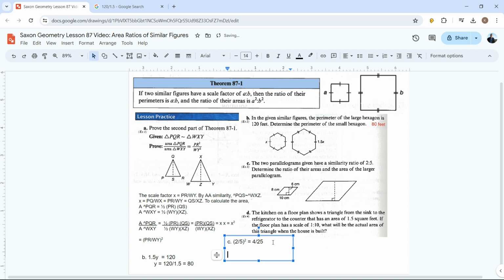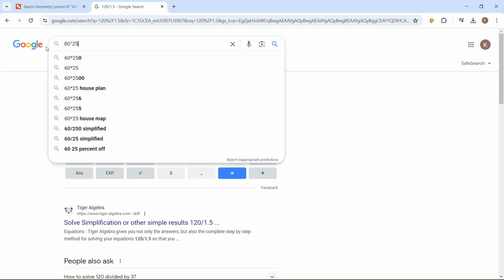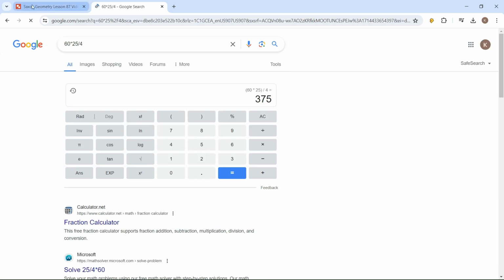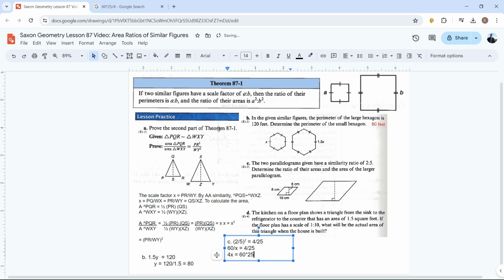Well, the way that this is going to work is I'm going to plug in the area of the smaller parallelogram first. That's just going to be the length of the base times the height. So 60 over the area of the larger parallelogram x equals the similarity ratio for areas, 4 over 25. Remember, that's just the square of the scale factor. Now I'm going to cross multiply. 4x equals 60 times 25. So let's go ahead and do 60 times 25 divided by 4. That means that the area of the larger one is 375. So x equals 375, and that's going to be centimeters squared.